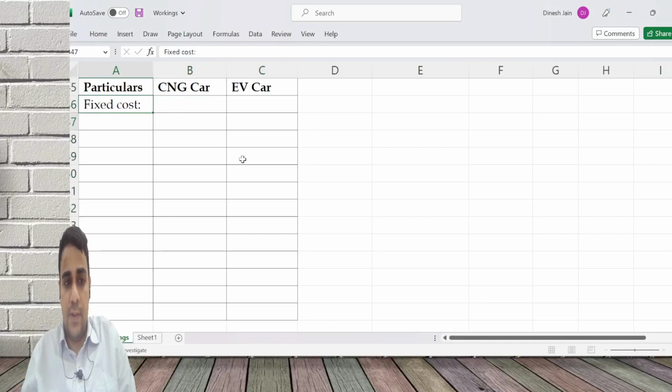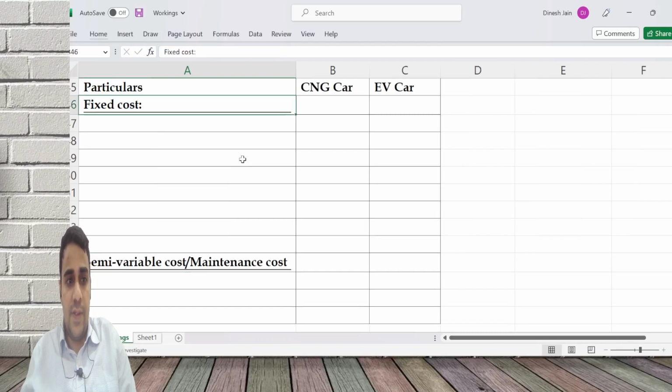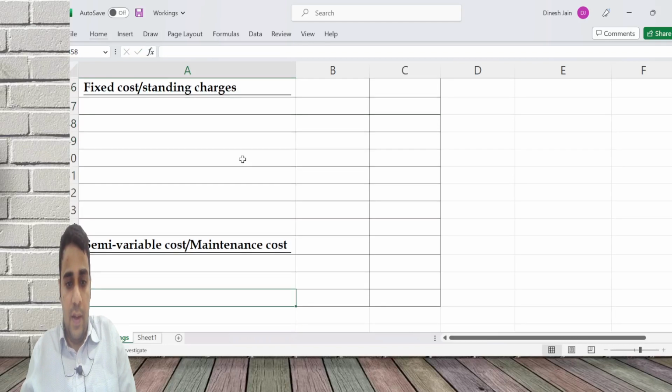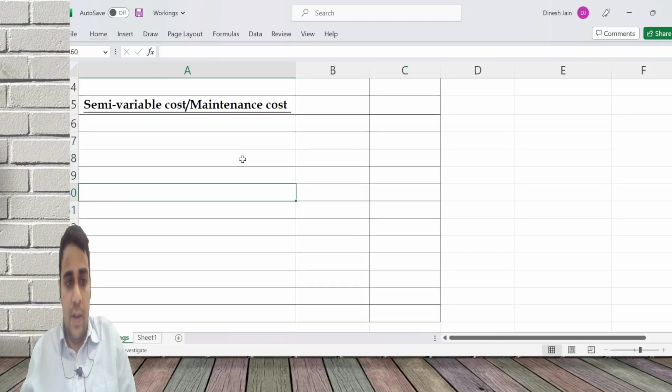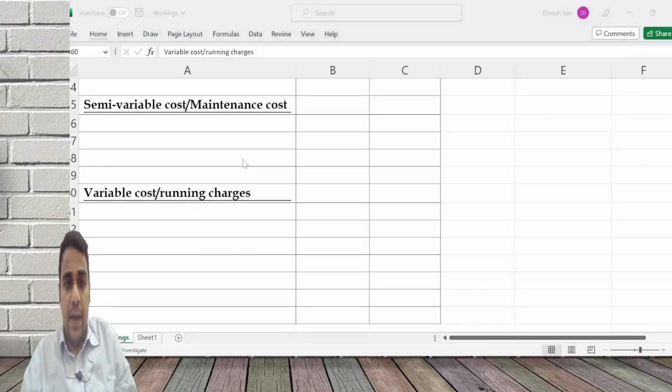Fixed cost, maybe some 8 9 lines gap. Semi variable or maintenance cost. Fixed cost is otherwise called as standing charges. Maybe some 4 5 lines gap. Variable cost/running charges. Fixed, semi variable, and variable.